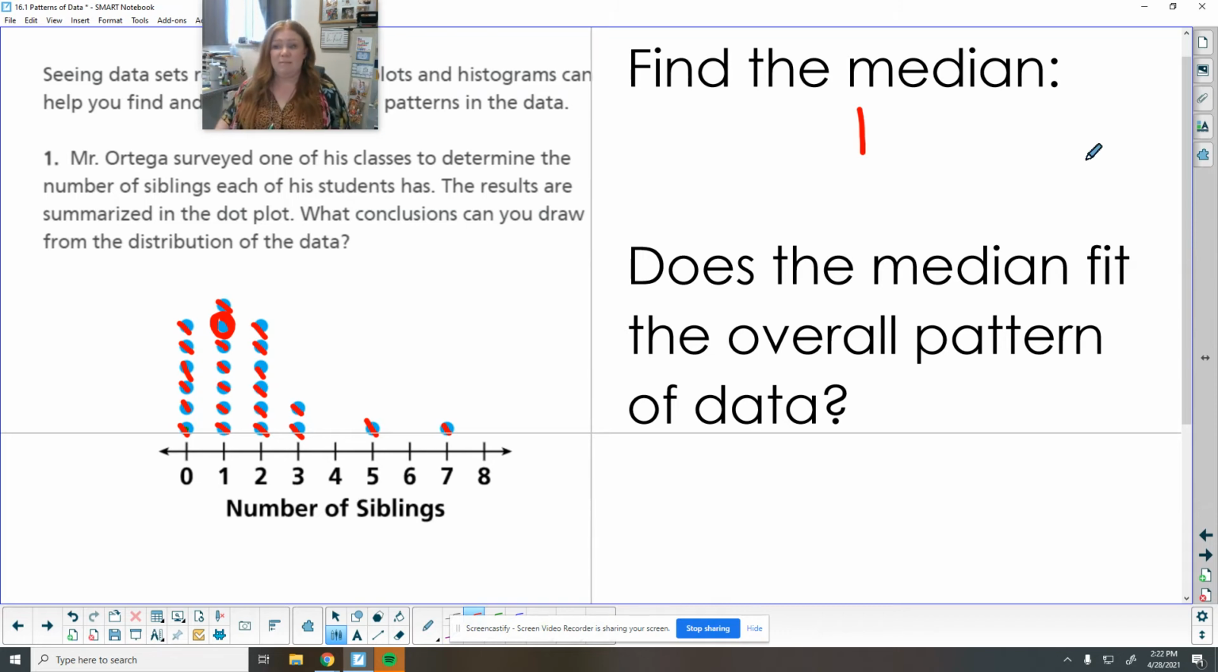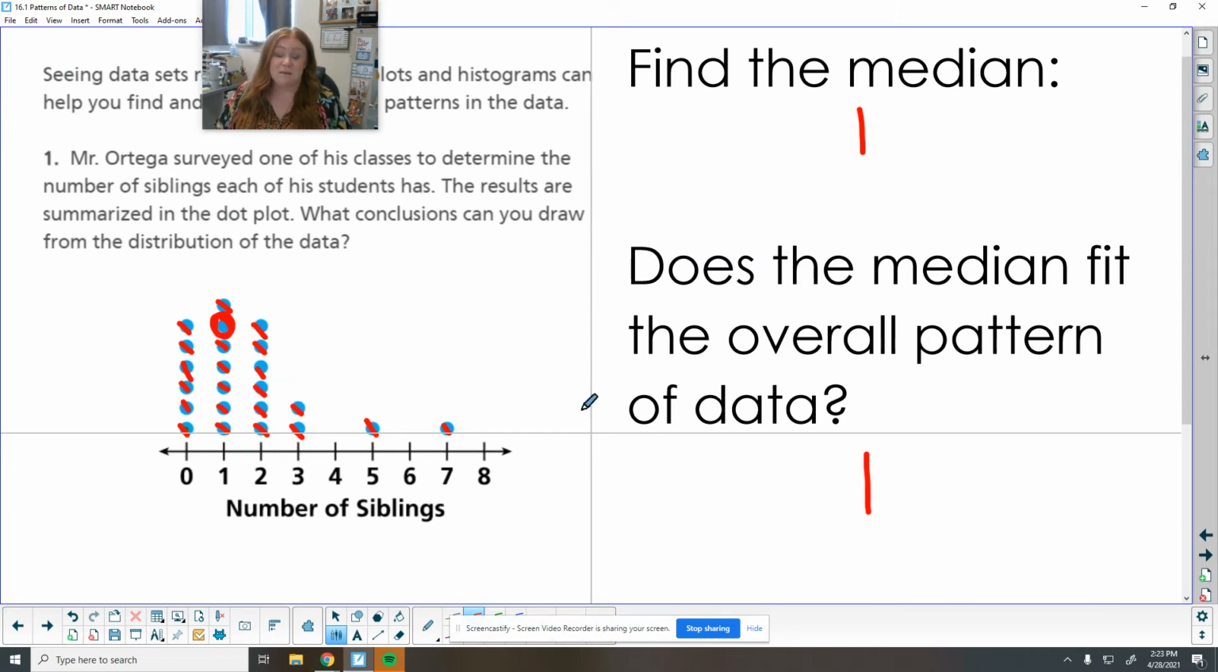Does the median fit the overall pattern of data? Do you feel like 1 is a good representation of this data? When you're thinking of does it represent it, if I have an opinion and I share that with somebody and they're going to go represent me to somebody else, I'm hoping they're going to take into account what I actually said. They're not going to say their own idea. They're going to represent my idea. So does it represent this data?